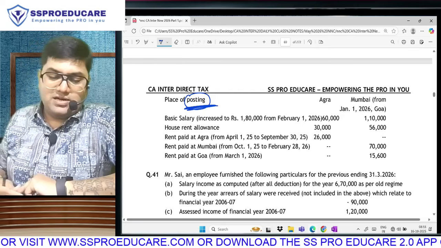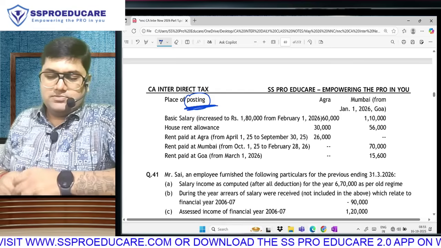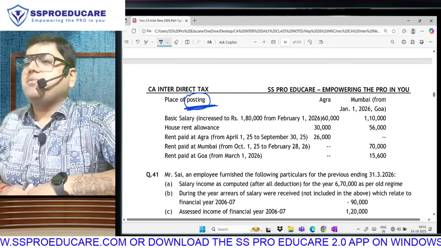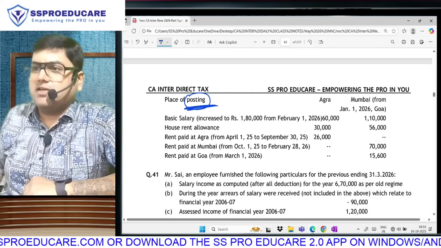I hope you understand. Thereafter, Rent allowance 30,000 and 50,000. This is the HRA actually received from A Limited and B Limited. This is the first point in all our calculations.